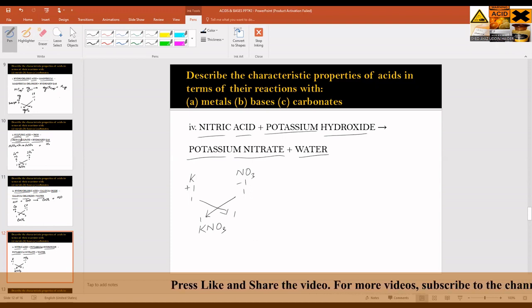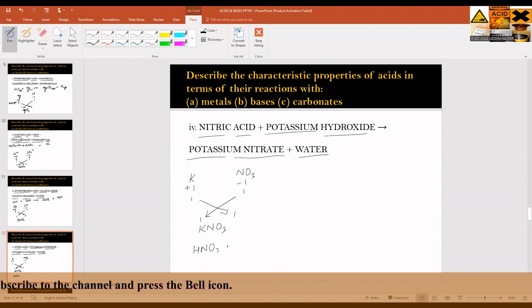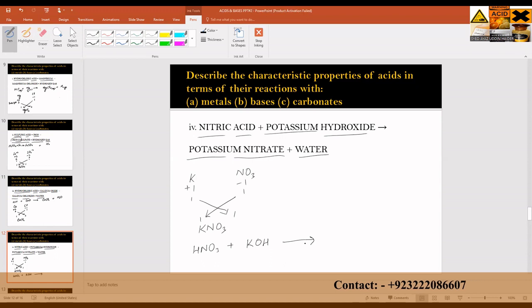So I'm writing the full equation here. Nitric acid, HNO3, plus potassium hydroxide, KOH. KNO3 is one of the products and water is the other product.